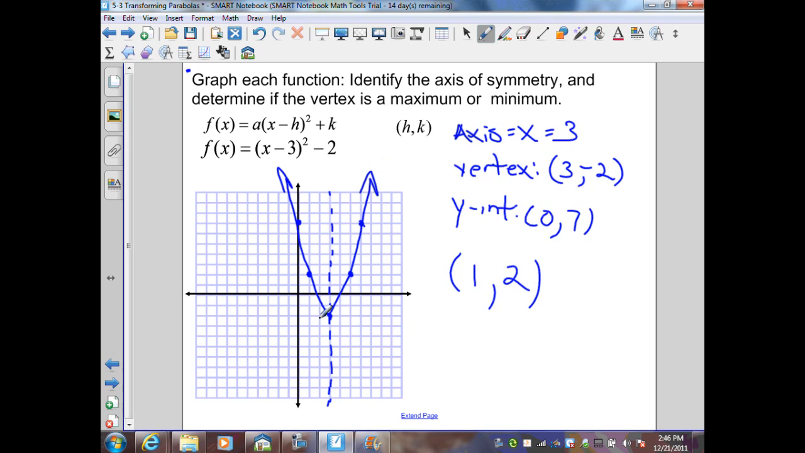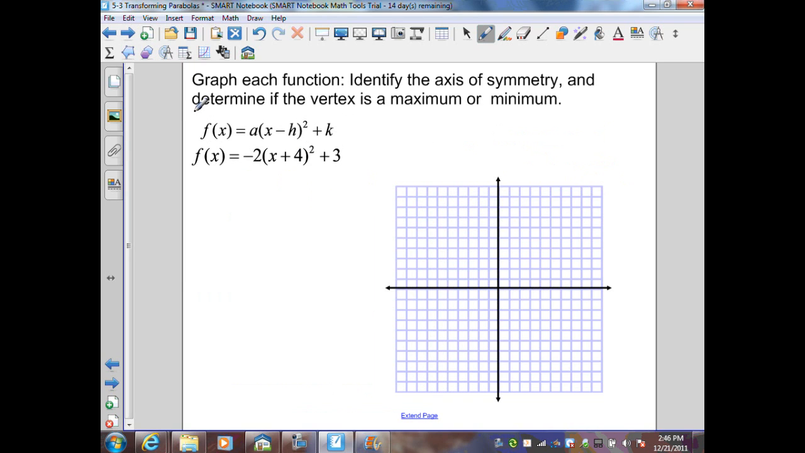And since my A is positive, I know that my parabola opens up, and therefore my vertex is a minimum. On the next graph, they want us to do the same thing: find the symmetry, and determine the vertex and the maximum or minimum. Here is the function f of x equals negative 2 times the quantity x plus 4, squared, plus 3. Here, since my A is negative, I know that my parabola will open downward.